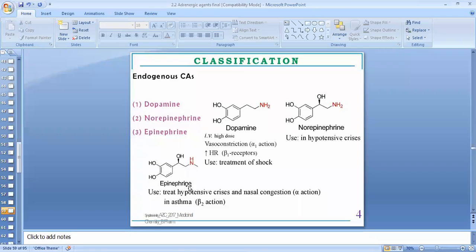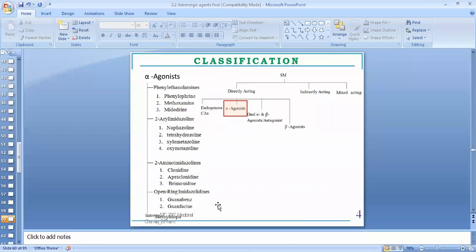The third one is epinephrine. We can treat hypotensive crisis and nasal congestion. Nasal congestion means nasal gland secretion has increased greatly. So when blood pressure is low and there is nasal congestion, or a patient is short of breath, we can treat that asthmatic type of situation with its beta 2 action.